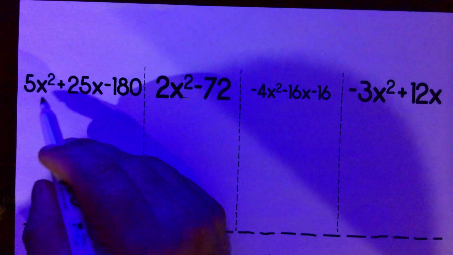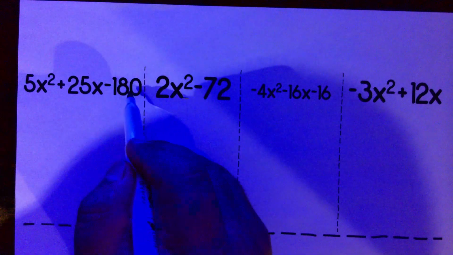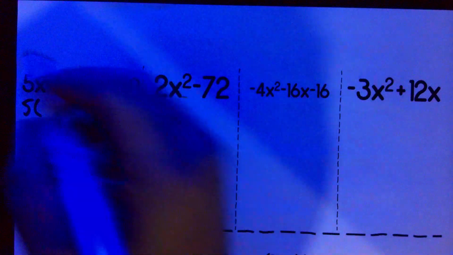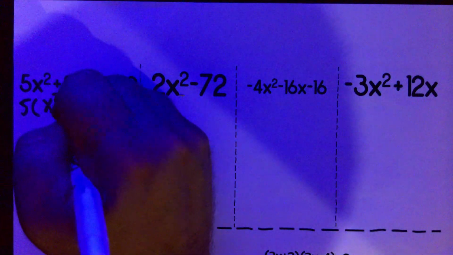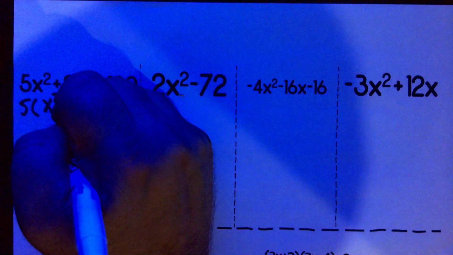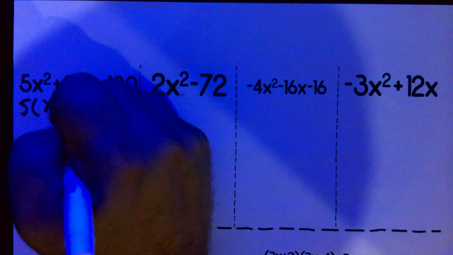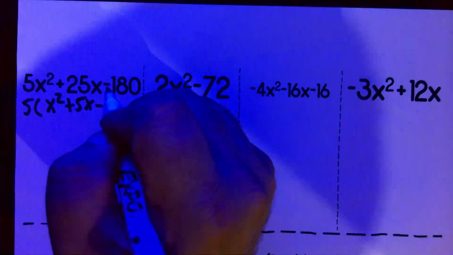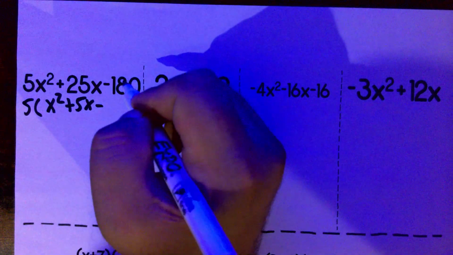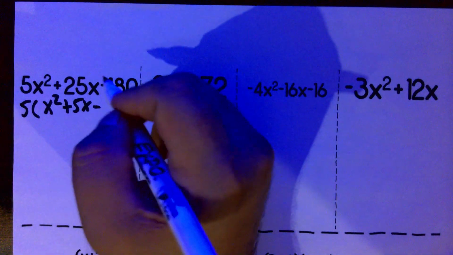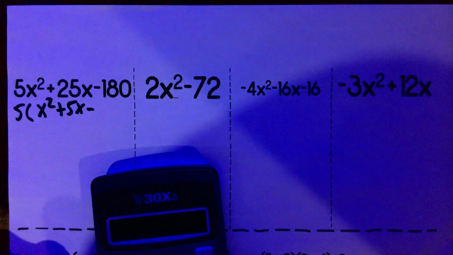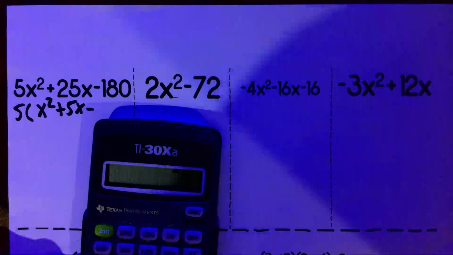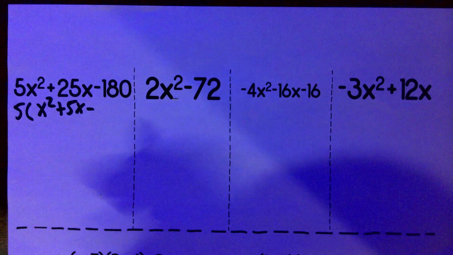And so hopefully you have something like this where you can factor out the a value, and the a value is 5. And so we're going to factor out that 5, and this is going to be x squared plus 5x minus 180 divided by 5, I believe, is... and you can always just grab a calculator if you're not sure. It's good practice to do. 180 divided by 5, we got 36.